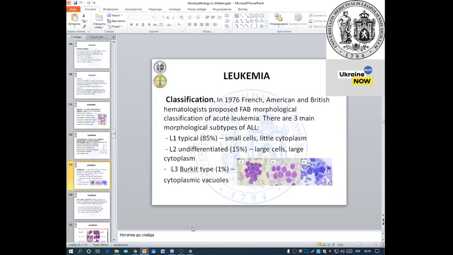In 1976, French, American, and British hematologists proposed the FAB morphological classification of acute leukemia. There are three main morphological types of acute lymphoblastic leukemia. L1, typical, with small cells and little cytoplasm. L2, undifferentiated, large cells with large cytoplasm. And L3, Burkitt type, large cells with basophilic cytoplasm and vacuoles in the cytoplasm.